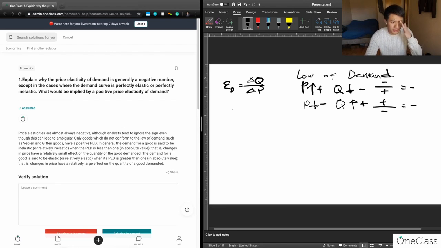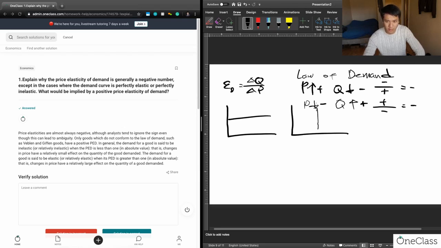So then it gives us some exceptions, except in the cases where the demand curve is perfectly elastic or perfectly inelastic. So if we have perfectly elastic, we're going to have a curve like that. Perfectly inelastic, we're going to have a curve like this, right? Okay, so why is that the case?